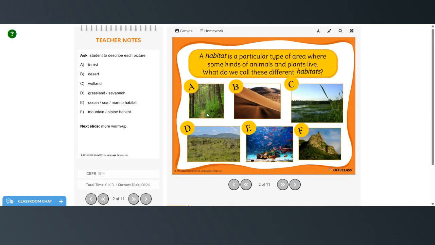So picture A is an example of a forest habitat, B is a desert, C is a wetland, D is a grassland or savanna, E is an ocean, sea, or marine habitat, and F is a mountain or alpine habitat.